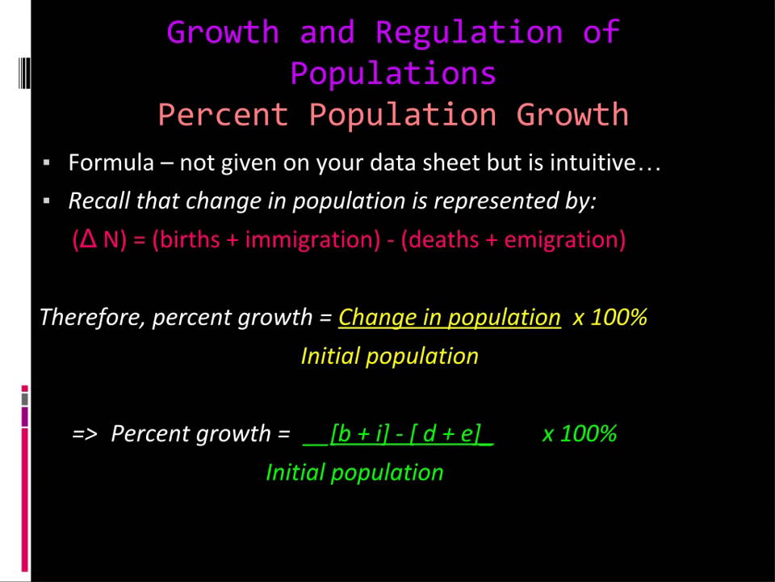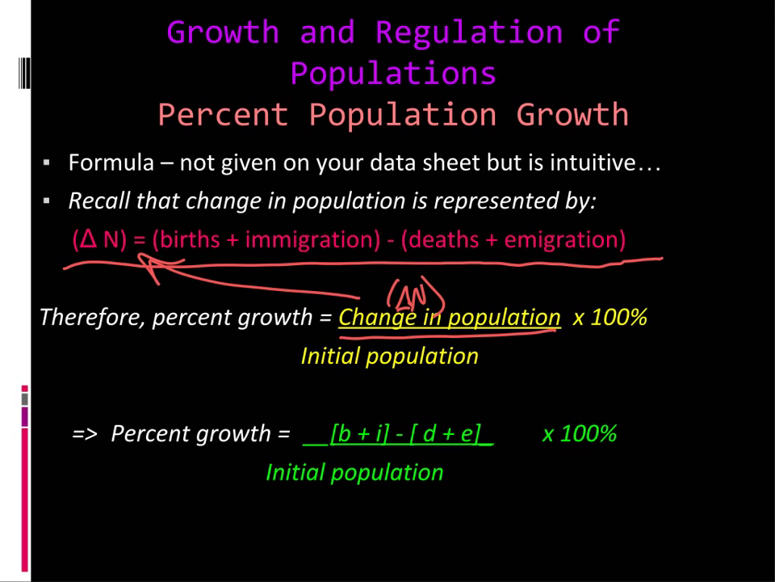Now, the percent population growth. This is where we're going to circle back to our original question that I talked about in relation to the sandhill crane. This formula is not given in your data sheet, but it's quite intuitive and very straightforward. Recall that the change in population is represented by change in N equals births plus immigration minus deaths plus emigration. Therefore, percent growth is our change in population, which is N, which is what we are calculating right here, divided by our initial population, times 100.